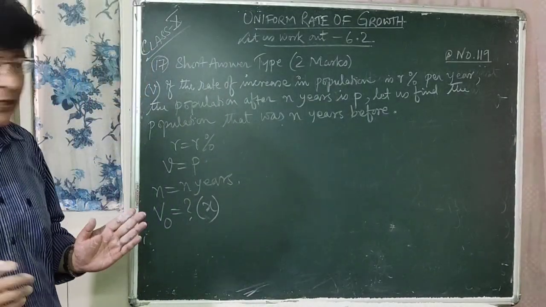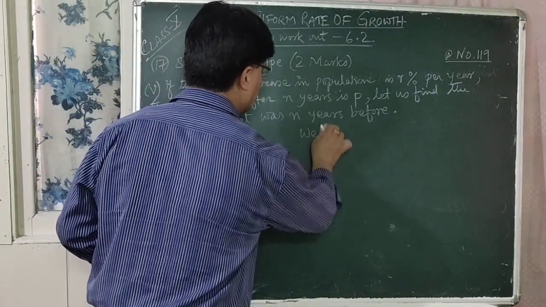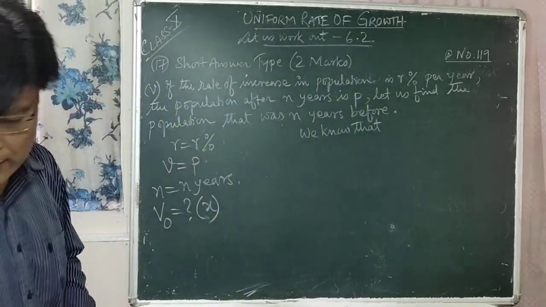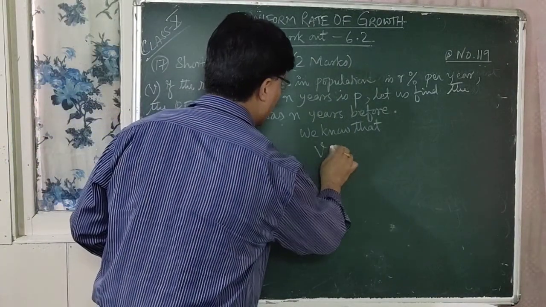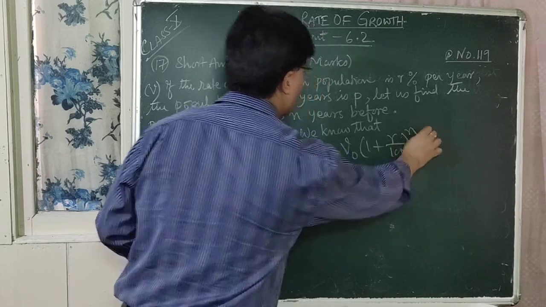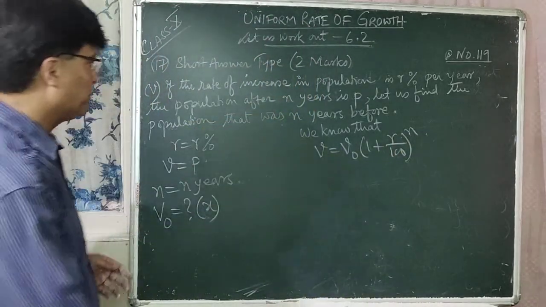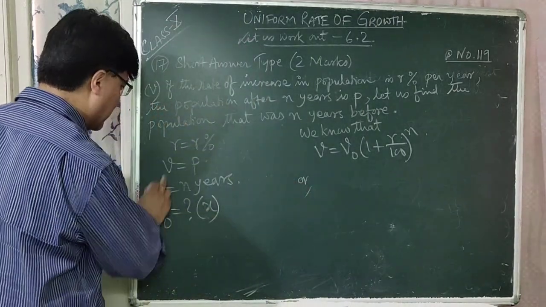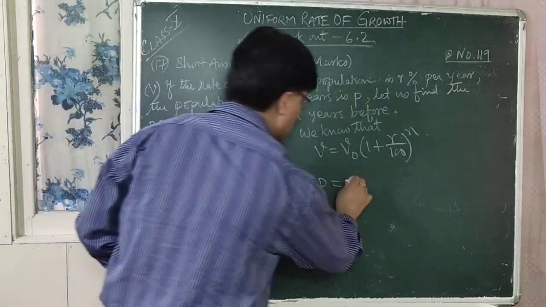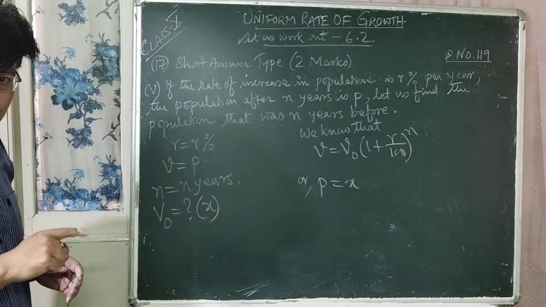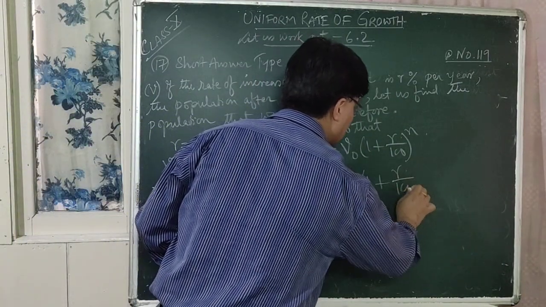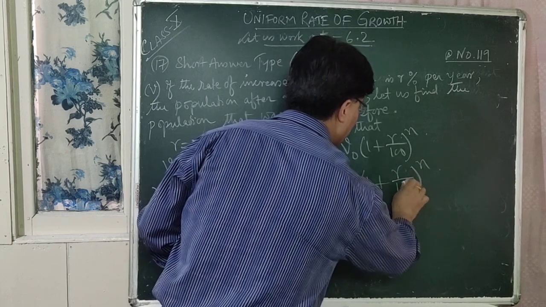Minus sign. Is that clear? So we know that, what is the formula that you can use here? V is equal to V0 within bracket 1 plus R upon 100 whole to the power n. So this is plus sign, right? What is the value for V here? V is P. V0 we have assumed as X. That is the population that was n years before is X, right? So within bracket 1 plus R upon 100 whole to the power n.